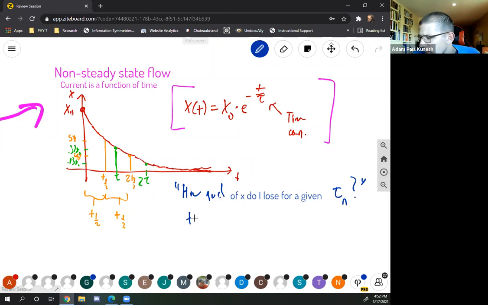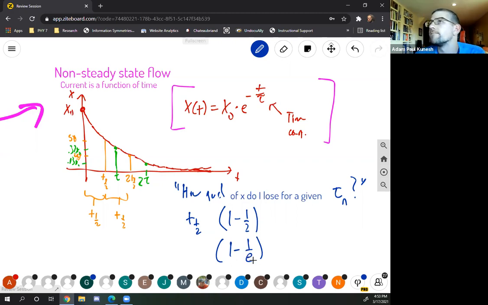So at t1/2, I lose 1 minus 1/2. Or sorry, this is the amount that remains. No, I'll say it's how much I lose. So this is the amount that I lose. I lose 1/2. So if I say 1 minus 1 over e, 1 over e is the value for which, when t equals tau, this thing becomes 1 over e times x naught.